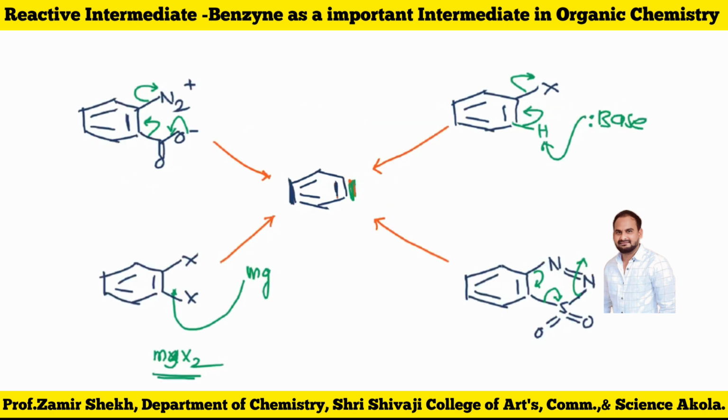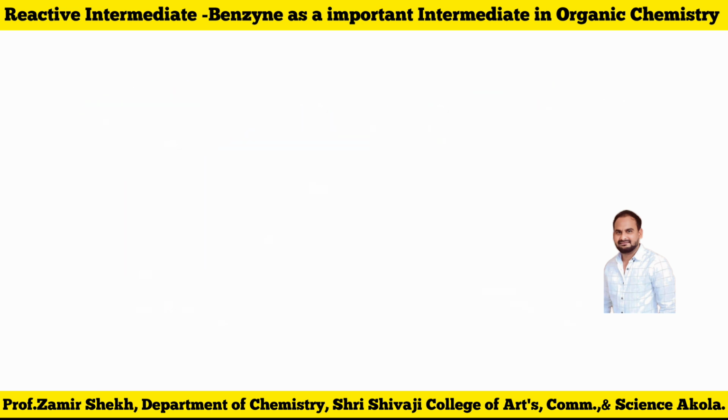Now similarly, just like those four reactions, we again have multiple reactions. I'm going to explain via a flow chart how benzyne is useful, and how one can prepare benzyne from different reactions. So look at the first reaction, from halobenzene.